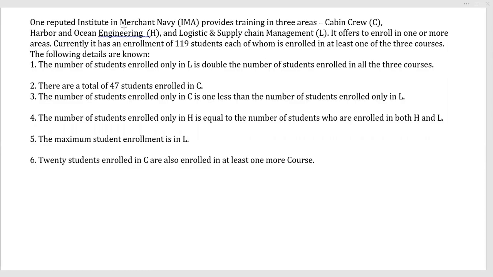Let us try to understand the given set. It has written that one reputed institute in Merchant Navy, IMA, provides training in three areas, which are cabin crew, C, harbor and ocean engineering, H, logistic and supply chain management, L. These are the three courses IMA is providing. It offers to enroll in one or more areas.